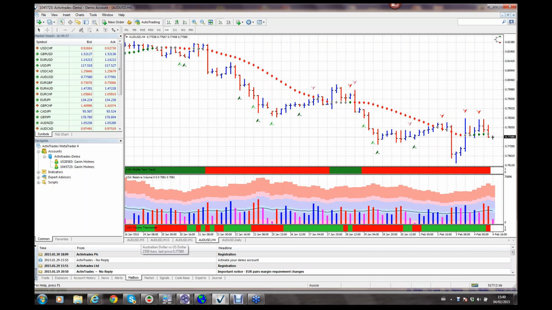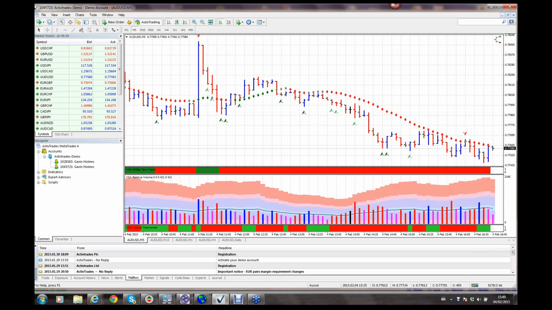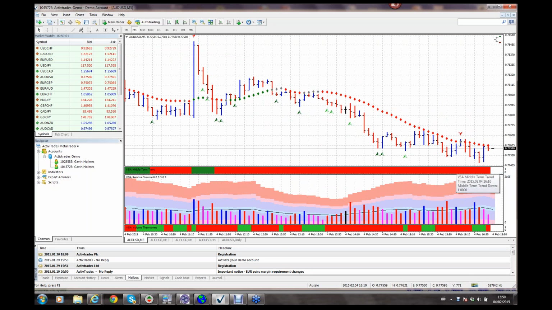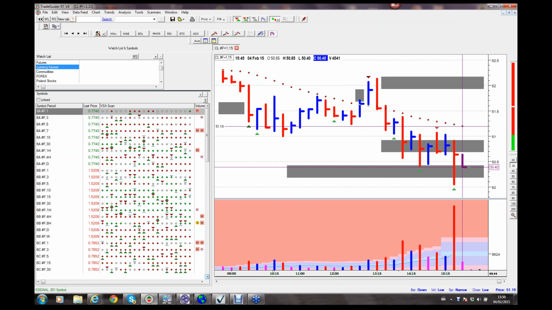And I still think we'll have another opportunity here to get in because we've got an up bar here, another red diamond come in. And so what I'm going to do, I'm just going to follow through on this 5-minute chart and see if I can get another entry on the Aussie. Now let's go and have a look at the euro quickly in the Trade Guider platform because we traded that earlier.